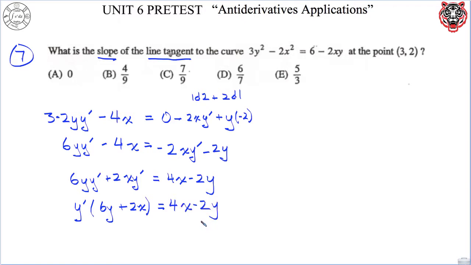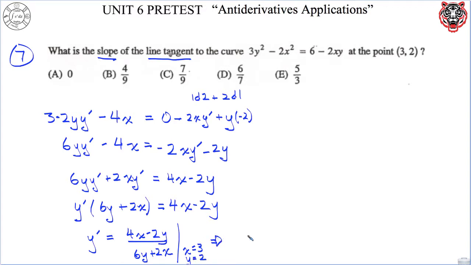And from here, it's pretty straightforward. In fact, as soon as I took the derivative, I probably could have just plugged in, and it might have been easier. But I can get this all into y prime form. Y prime is just equal to 4x minus 2y, all of this divided by 6y plus 2x. And then I'm plugging in 3, 2. So I'm plugging in x equals 3 and y equals 2.